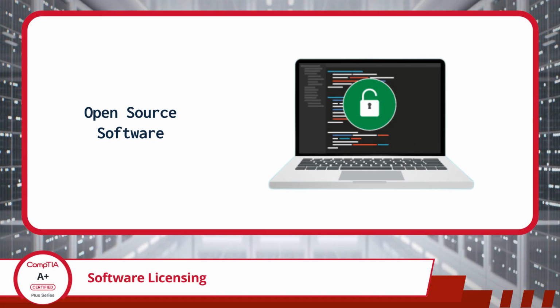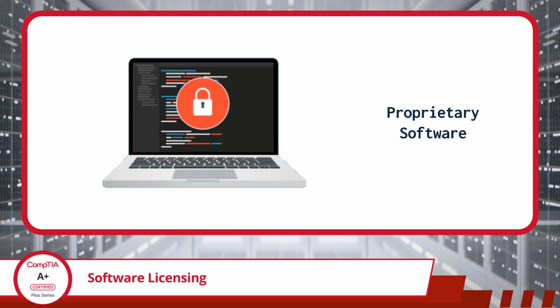Let's begin with one of the most widely discussed licensing models, open-source software. With open-source software, the source code is publicly available, allowing users to view it, modify it, and often redistribute their changes. Think of it like a community recipe book where everyone can see the ingredients, improve the recipe, and share their own version with others. This collaborative approach encourages transparency, flexibility, and innovation. Linux distributions are one of the most well-known examples of open-source software in action.